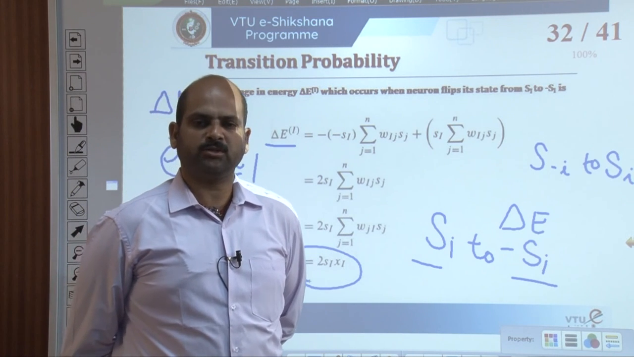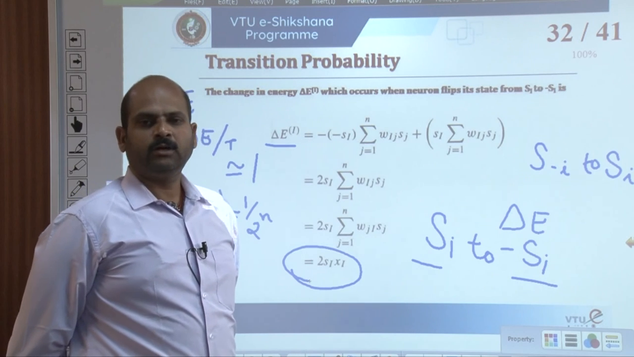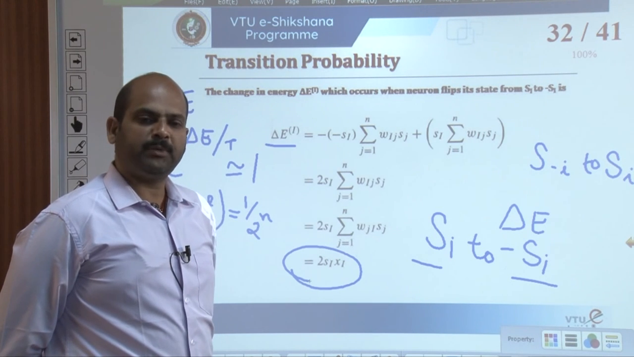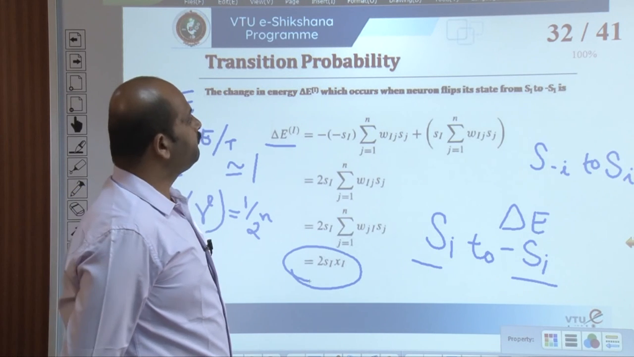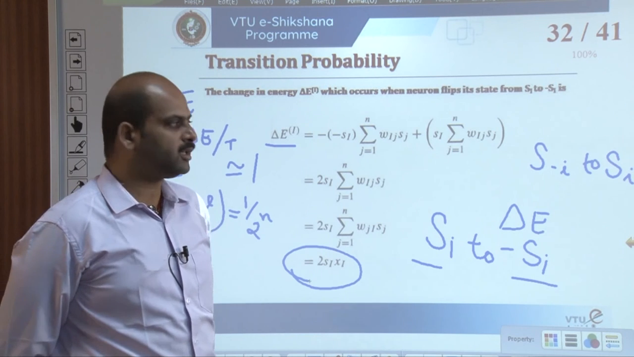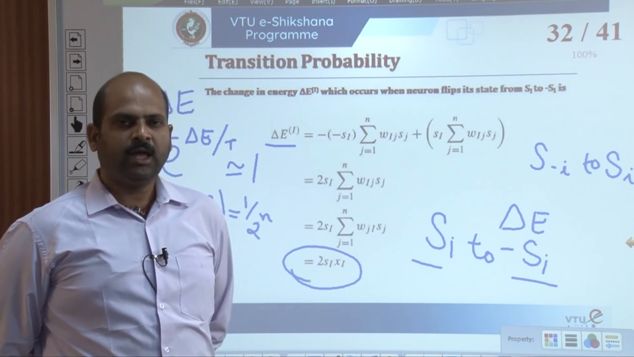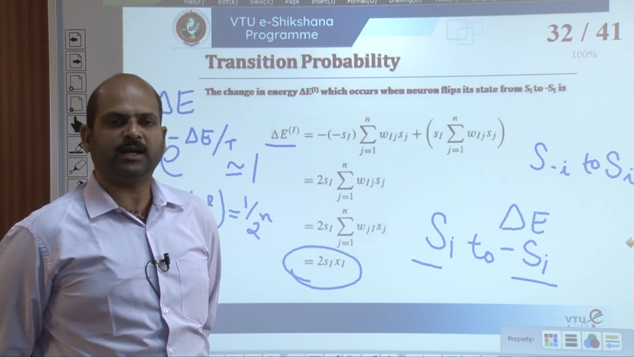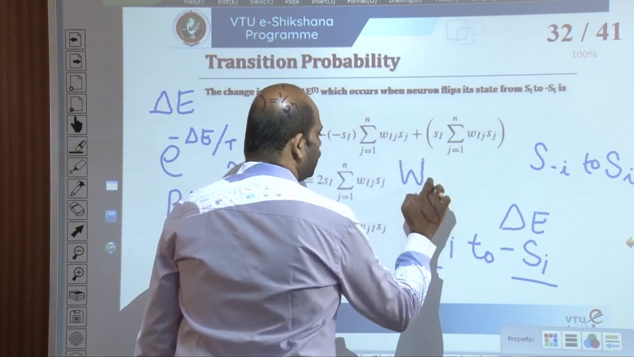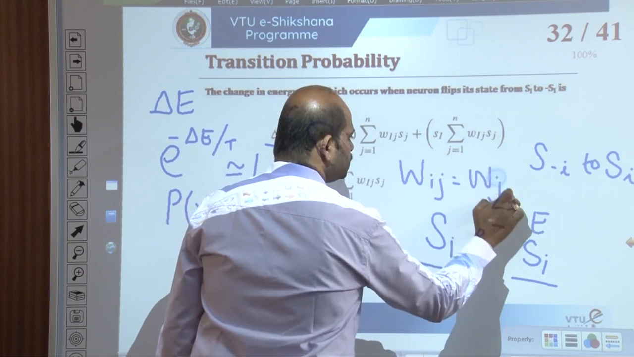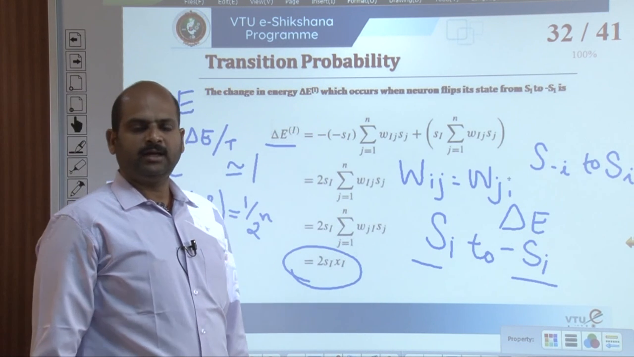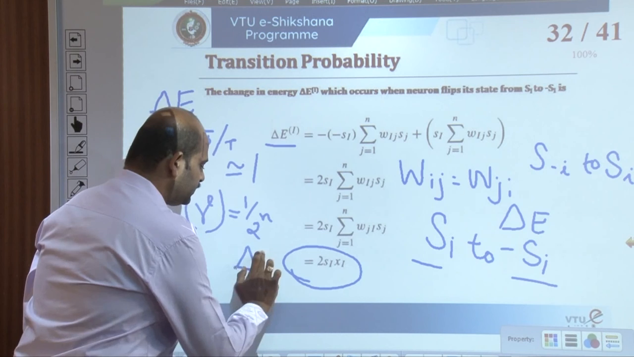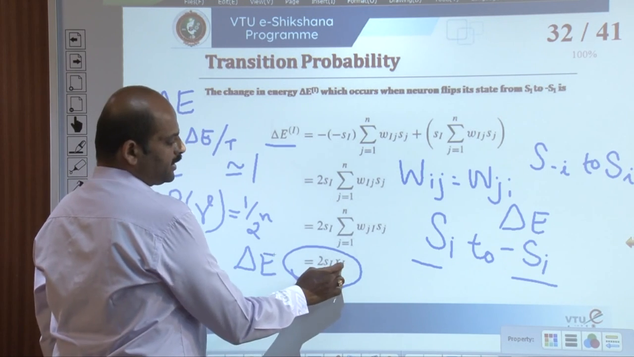Here we have used the expression for the energy contribution term, which is related to neuron I only. Note that although we have discussed the simulated annealing optimization algorithm in the context of the Hopfield network, it is a general technique that can be used to optimize any nonlinear cost function. We have used the weight symmetry condition Wij is equal to Wji, as we have already come across. So we get the change in energy as 2 into Xi into Si.